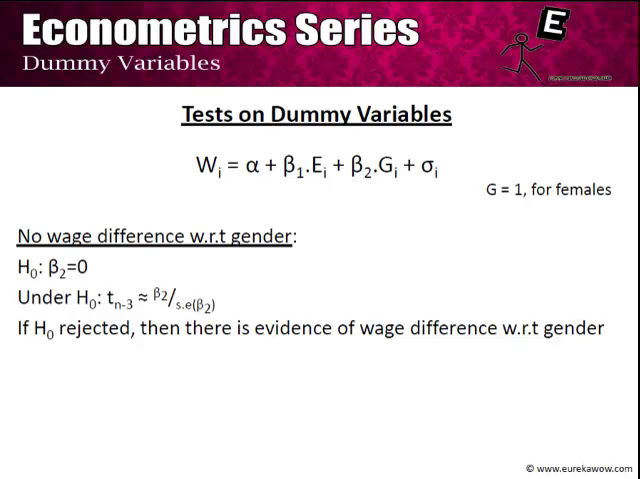This, as we have previously done, will be a t-test. So under the null hypothesis that there is no wage difference with respect to gender, H naught is beta 2 equal to 0. Under H naught, beta 2 by standard error of beta 2 will follow a t distribution with n minus 3 degrees of freedom. We take n minus 3 because there are 3 parameters, alpha, beta 1 and beta 2, that we are estimating. If the null hypothesis H naught is rejected at whatever confidence level we have chosen, then there is evidence of wage difference with respect to gender. Hence we see that the test that we do is essentially the same as the test that we would do for another quantitative variable.